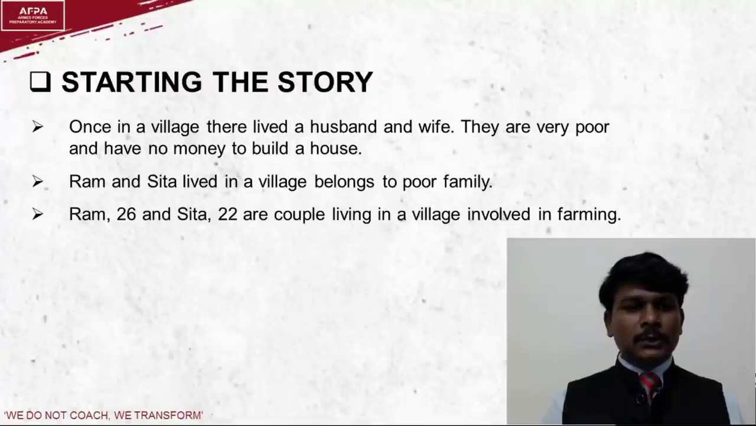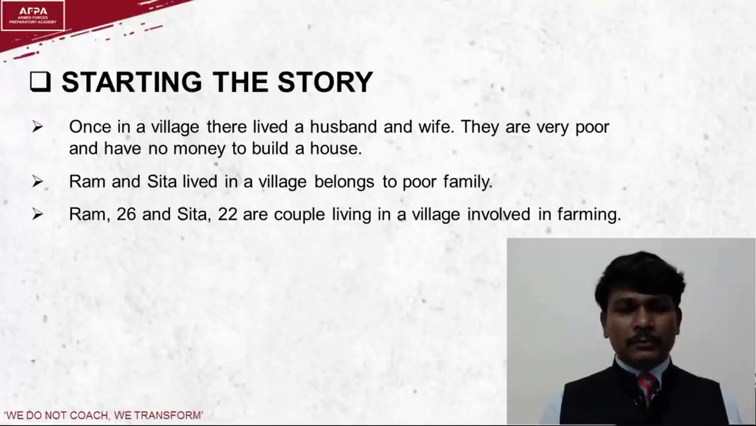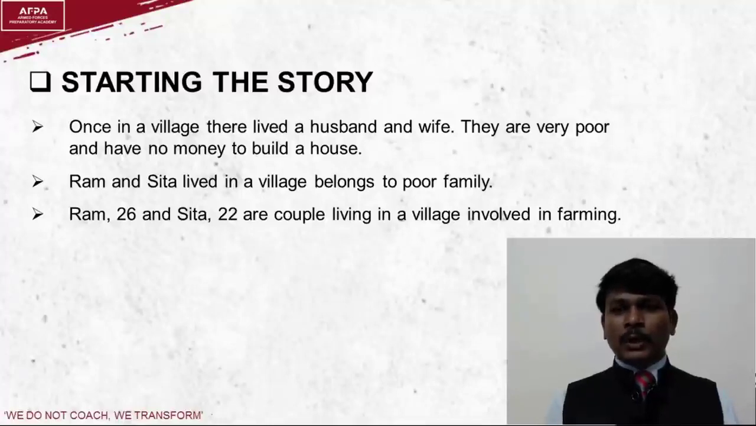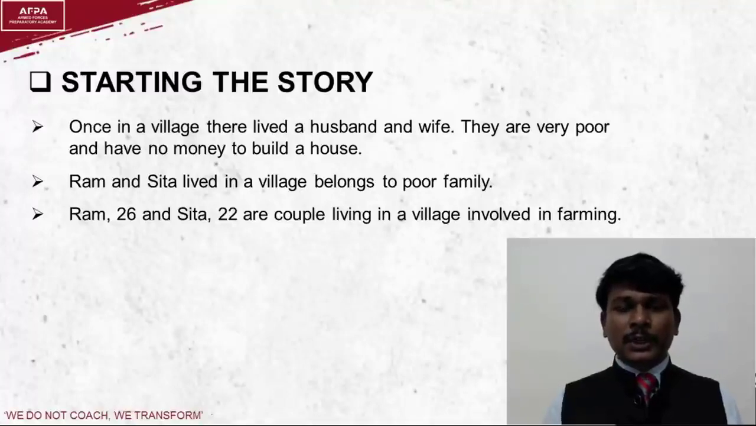The second example. Ram and Sita lived in a village belongs to poor family. Okay, here you have identified yourself with the main character Ram, and along with his wife Sita, they are living in a village. But again, the condition is poor family. So why the situation of poor family comes again and again in the story? The more you talk about your condition being from a poor family, it shows that you are a person who has got lack of self-esteem. You are not valuing yourself. So this you should keep in mind.